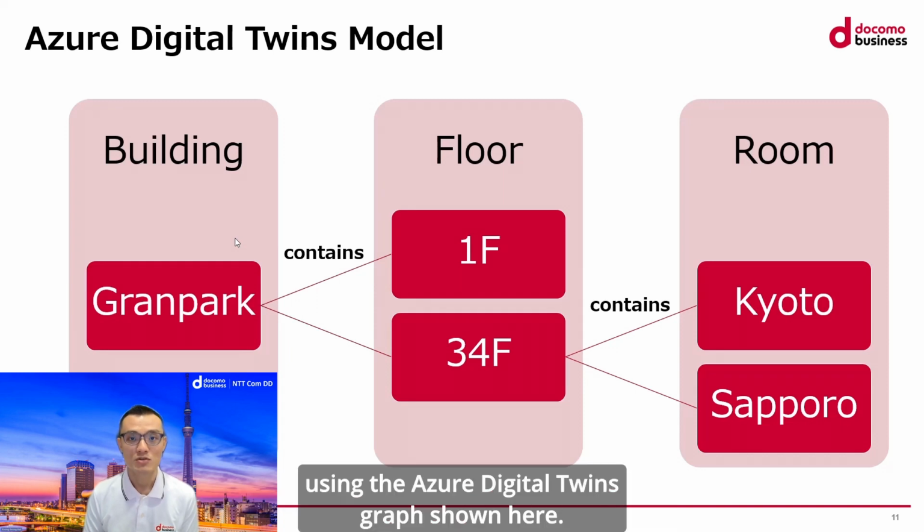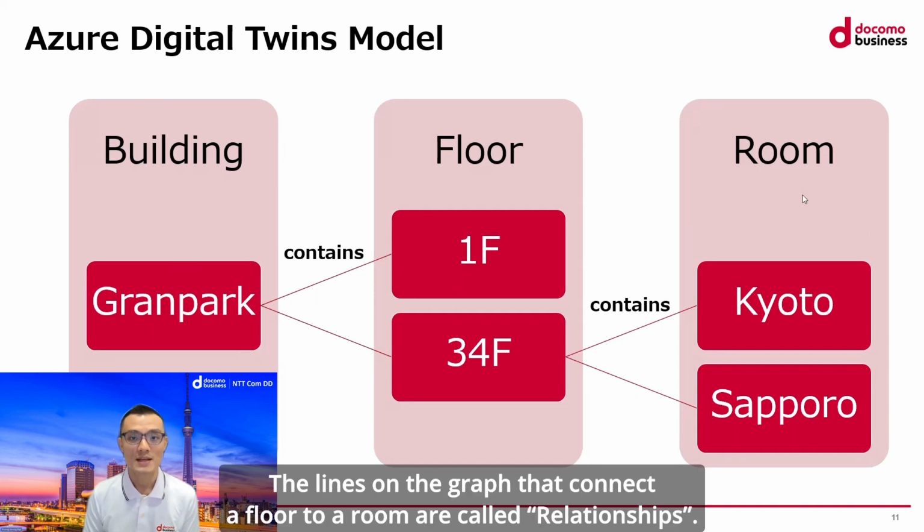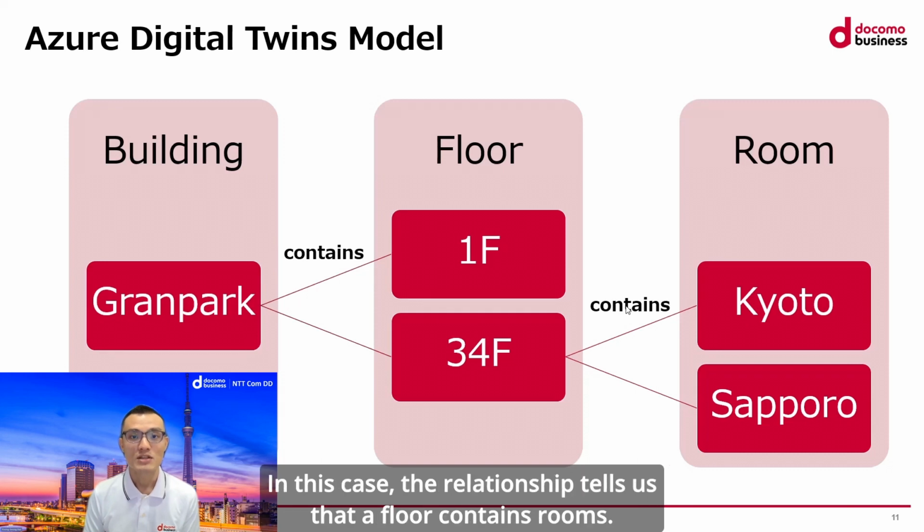Consider the following example where we define an environment that represents our NTT ComDD office building using the Azure Digital Twins graph shown here. In this example, our building is composed of digital twins that represent the floors of the building and the rooms on each floor. The lines on the graph that connect a floor to a room are called relationships. Relationships help to define how our digital twins are related to one another. In this case, the relationship tells us that a floor contains rooms.